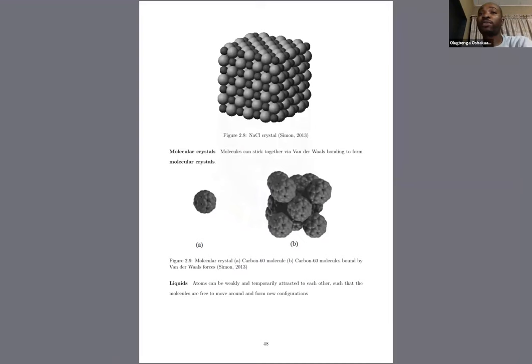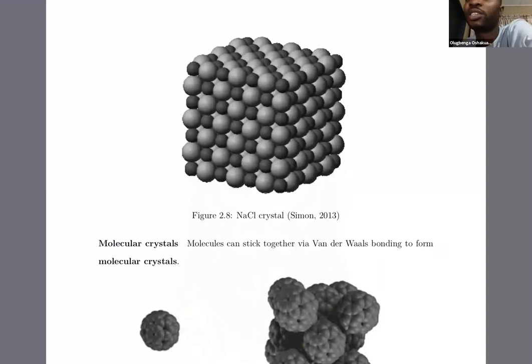An example of a regular crystal is what we have in figure 8. When you look at it closely, you would notice a regular pattern. And the regular pattern is even in three dimensions. So that is a regular crystal.